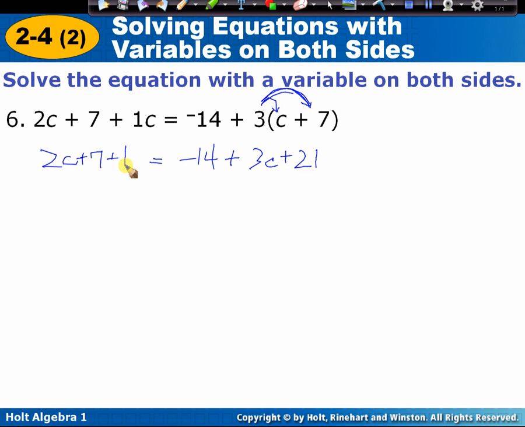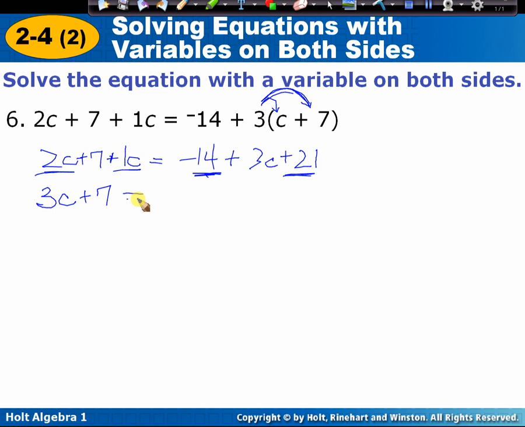Now let's look for like terms on the same side. Over here, I have 2 different C's. Over here, I have negative 14 and 21. Those are going to be my like terms. So on the same side of the problem, let's go ahead and combine those. I have a positive 2C and a positive 1C. I'm going to combine those by adding, and it's going to give me 3C plus 7.